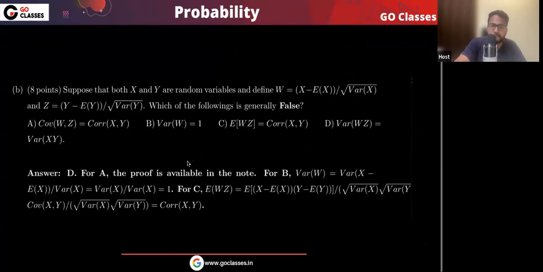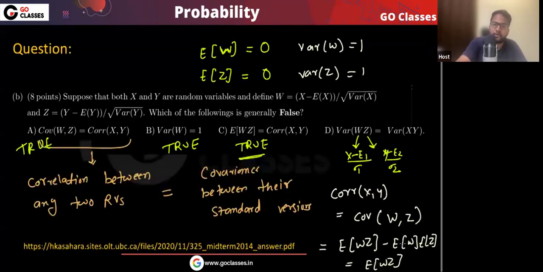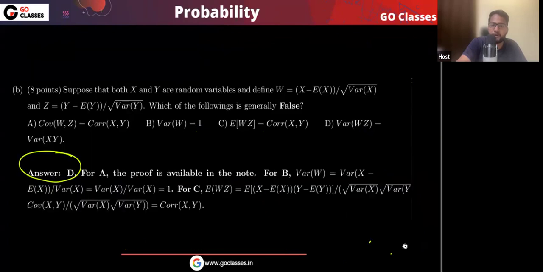So see here, for C it is this, right? So I think the answer is D. For A, the proof is available in the notes. For B, okay. For C, this is the case, right? So the answer is D. Basically, there is no relation between the variance of the product WZ and the product XY. Okay, so yeah, it was a little better question.